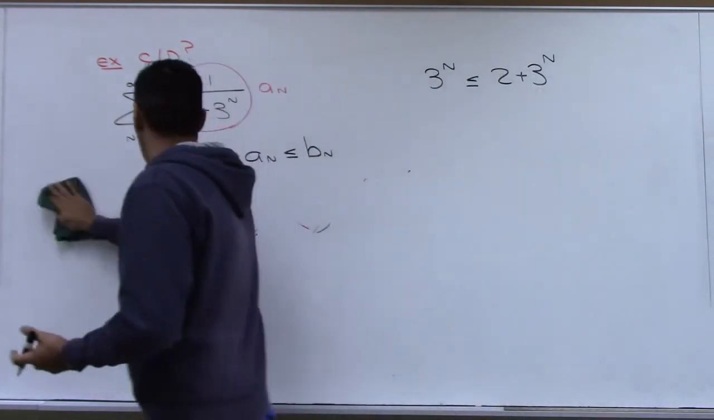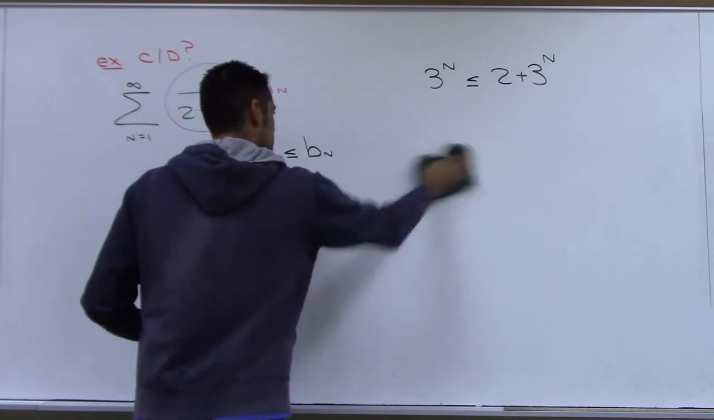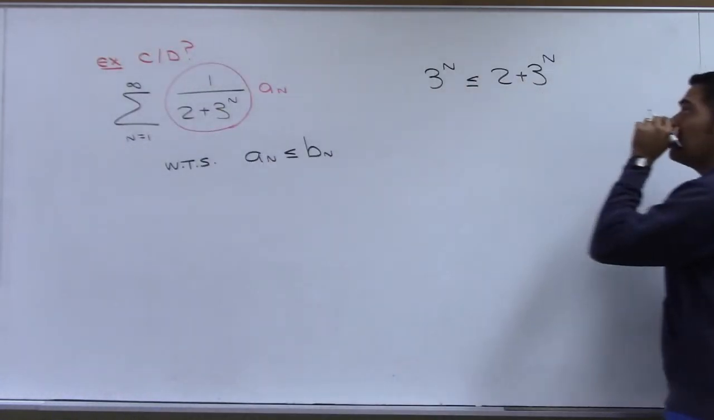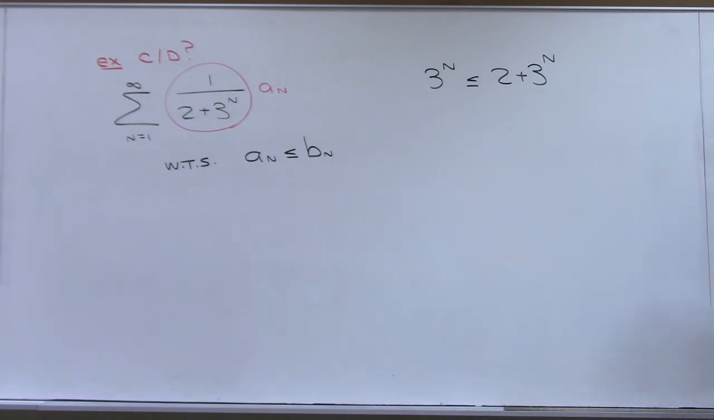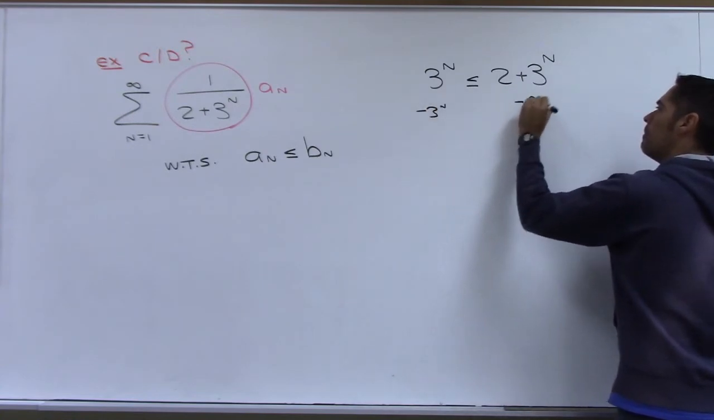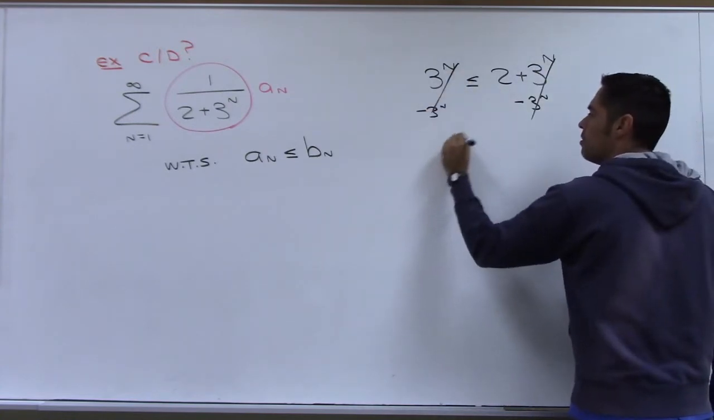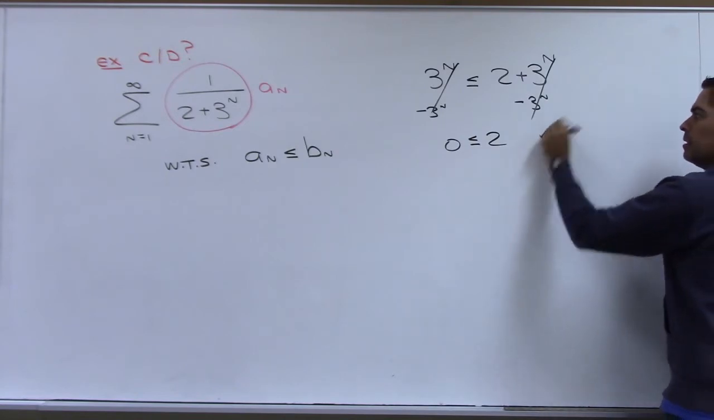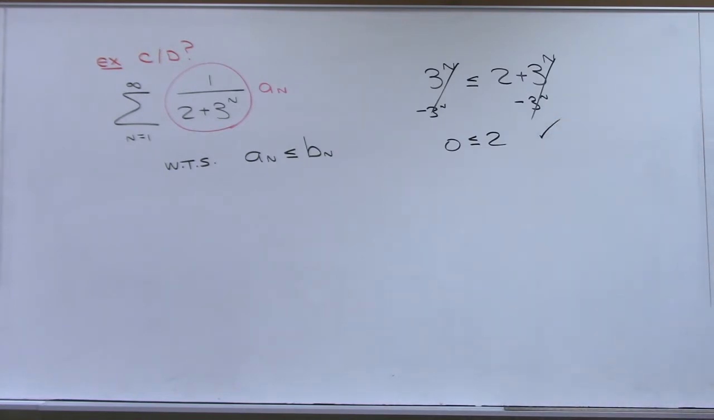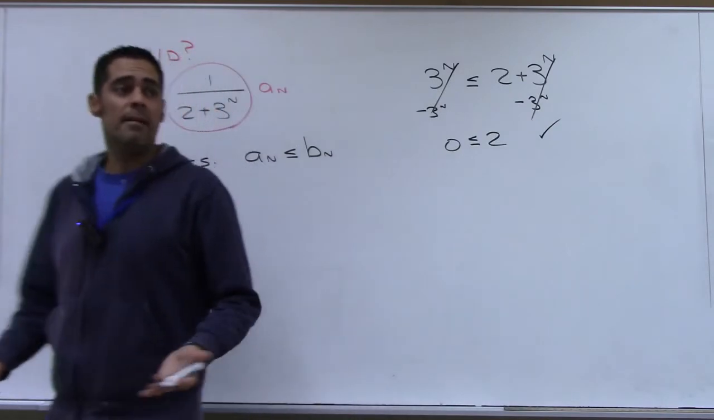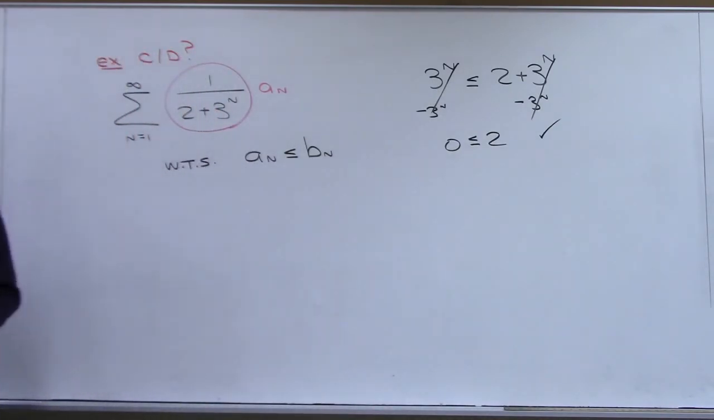Okay. So may I continue? Is this always true or not? Or I need it to be eventually true. Just subtract 3 to the n on both sides, and you get 0 less than or equal to 2. Is that true? I hope so, or else we've got bigger problems, right? All right, so that's true. So I've shown the inequality is true. So what now? Therefore, I can draw my conclusion.